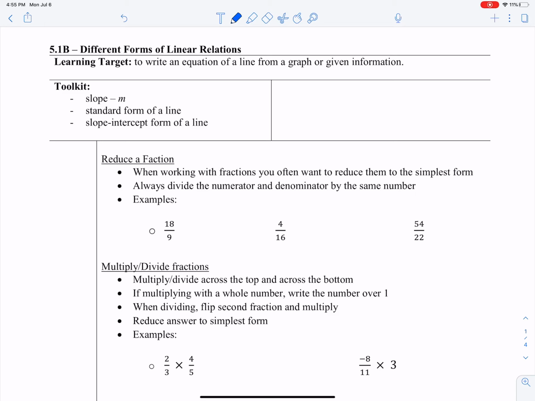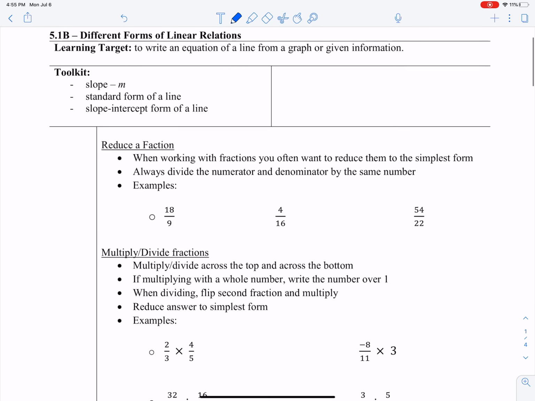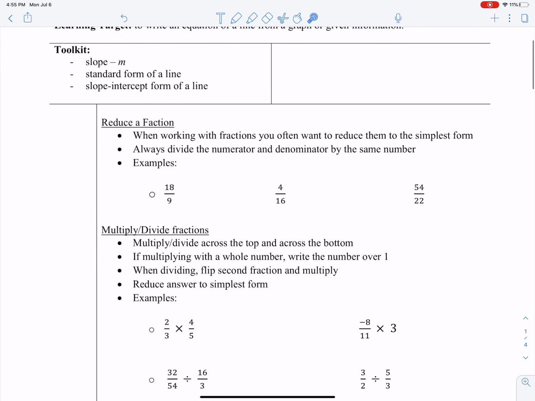This is 5.1b, part 1. So before we launch into point-slope form, which is the third form of the equation we're going to look at, we need to review some laws about fractions. People often struggle a lot with fractions, and it's just good to go over some of the fundamentals.